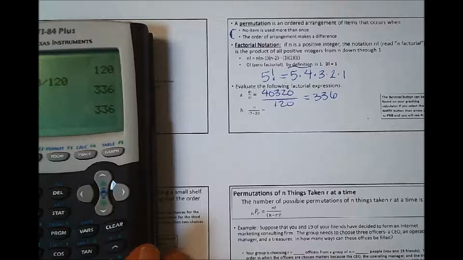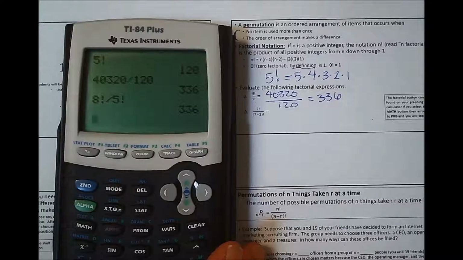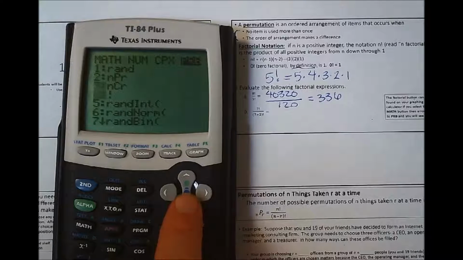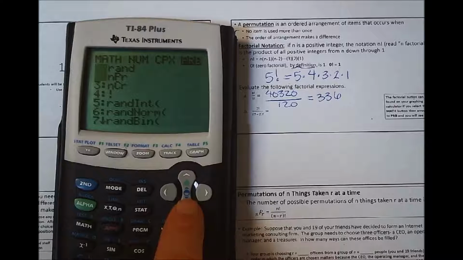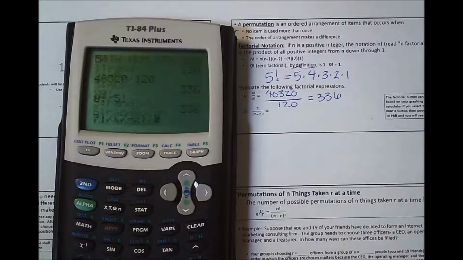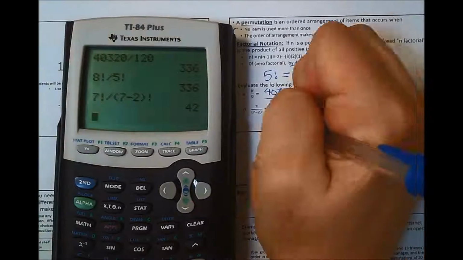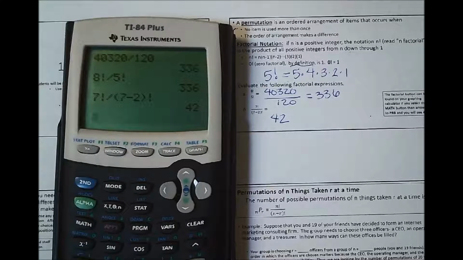So let's look at the next one. It's 7 factorial over 7 minus 2 factorial. Get my calculator back in the picture here. 7 math factorial divided by parentheses 7 minus 2 close parentheses factorial. And we get 42. So it should be pretty simple, but let's keep going with our notes here.